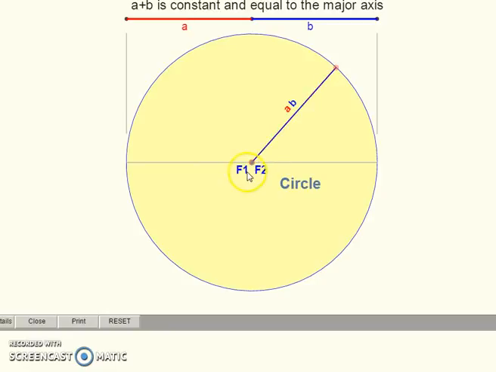So when the foci are all on the center and they're all in the same place, A and B are the same length, and now you just create a circle. So a circle is a special type of ellipse with special properties other ellipses don't have. That's what happens when the foci get really, really close together.